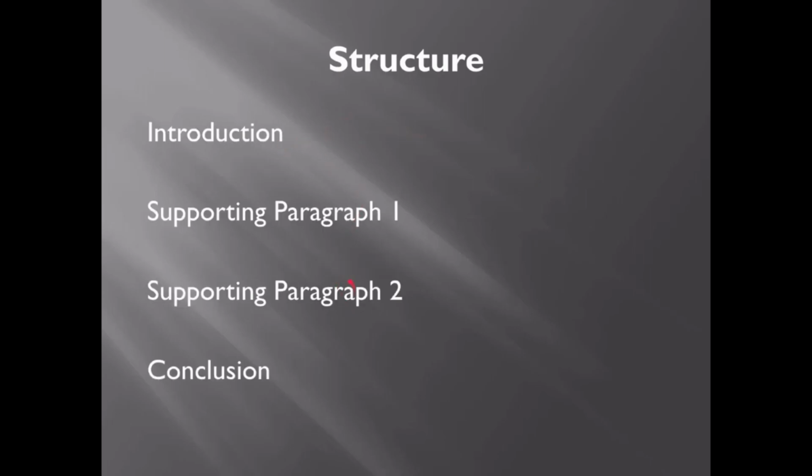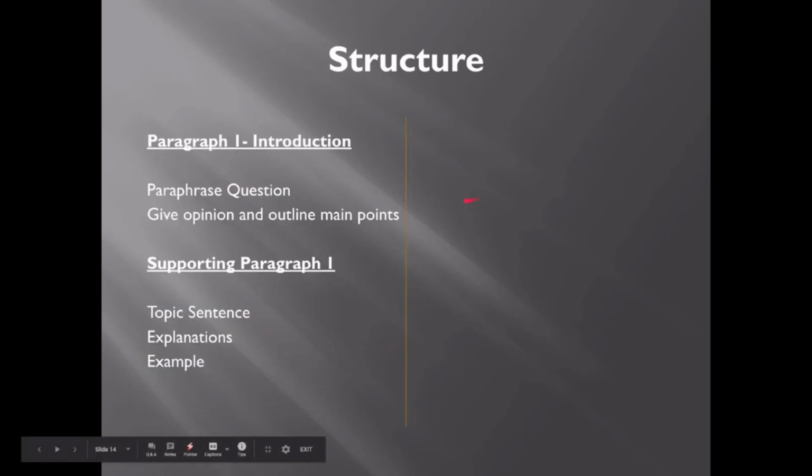Okay, so the overall 4-paragraph structure is your introduction, where you're going to introduce your opinion. You're going to say, this is what my opinion is. Then you're going to take your first main idea, put it into your first main body paragraph, your second main idea into your second main body paragraph, and then you're going to summarize your main idea and your opinion in the conclusion. So let's have a look at this in a little bit more detail.